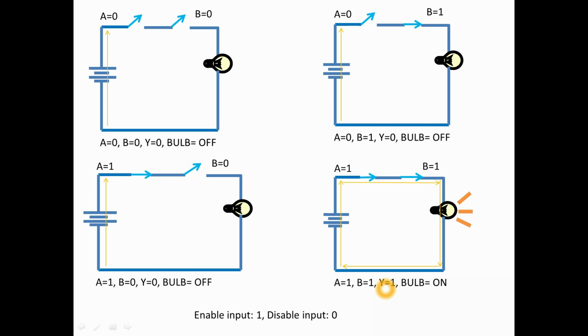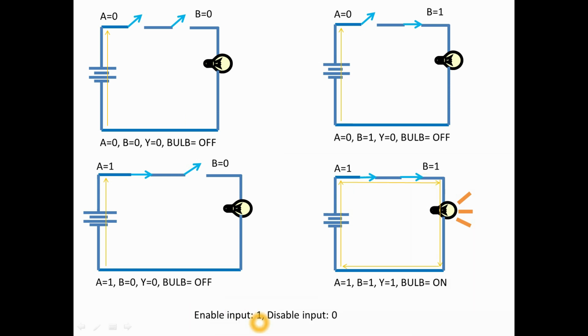That is the AND gate operation. The output is logic 1 only when all the inputs are at logic 1. Even when only one input is logic 0, the output is 0. In this case, these two are 0. In this case, A is 0. Here B is 0. If any one of the inputs is 0, the output is 0. The output is logic 1 only when all the inputs are logic 1. That is the AND gate.